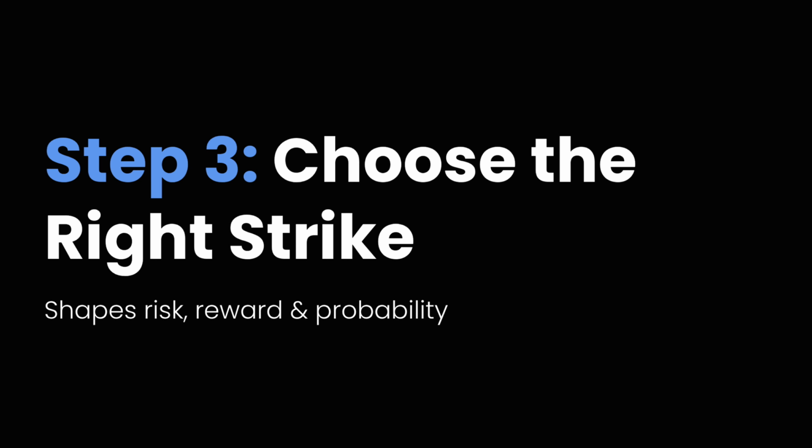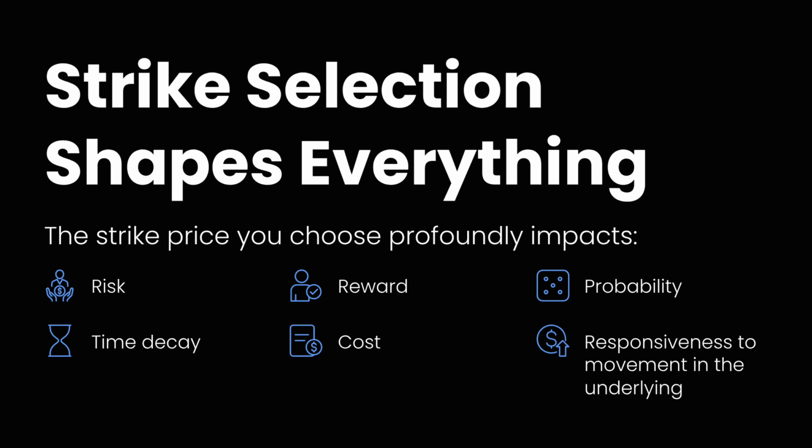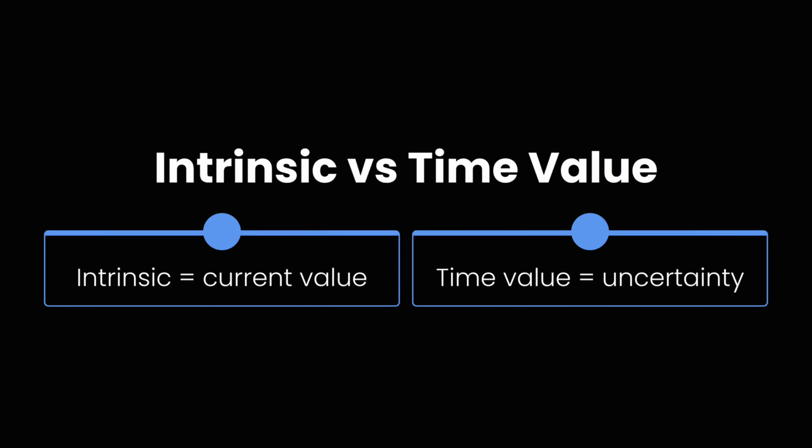Step 3. Choose the right strike price. Strike selection shapes risk, reward, probability, time decay, cost, and how responsive your option is to movement in the underlying. To choose intelligently, you need to understand two components of every option: intrinsic value and time value, also called extrinsic value. Intrinsic value is the amount the option is already in the money. Time value is everything else: the uncertainty, the time left until expiration, and the demand for the option.